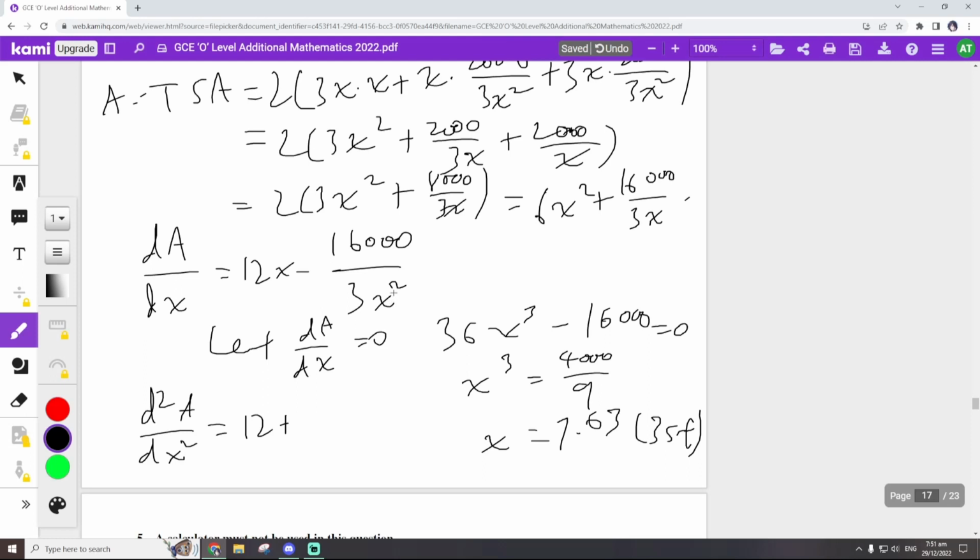Okay, so you will get a minus 2 power, so you bring it down, it becomes a minus 3. So you will get 32,000 divided by 3x cubed. And then you can sub in d²A/dx² and then dot dot dot. This one is minimum. Because x is positive, so d²A/dx² must also be positive. And when it's positive, it means that it's a minimum point. You can sub in the value yourself to check. Okay?